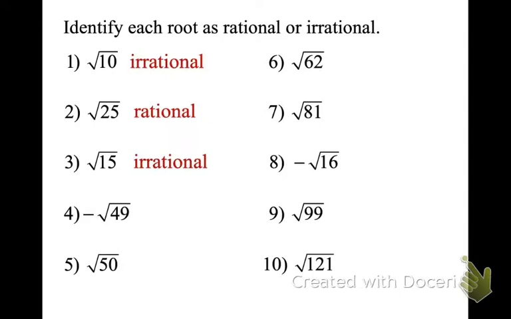Okay, square root of negative times the radical 49. We call that symbol a radical. Okay, so the negative 1 times the square root of 49 would be a rational root because it's a perfect square.